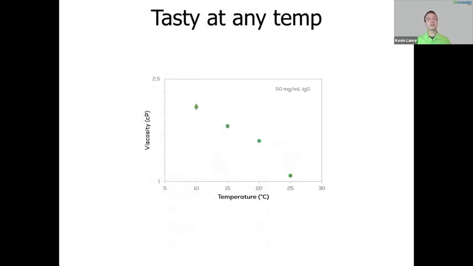Honeybun also allows you to control the temperature of your experimental run. So here we're looking at a simple 50 milligram per mil IgG sample where we've run it at 4 different temperatures. Each temperature would be a single experiment. So this is the result of 4 experiments running from 10 to 25 degrees Celsius to get the idea of the trend, which is going to almost always be as temperature increases, your viscosity will decrease.